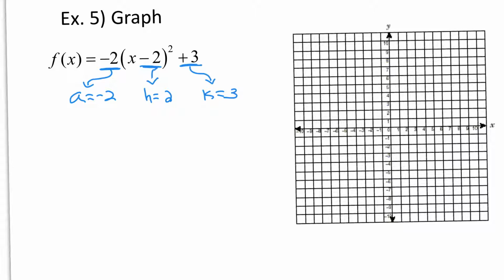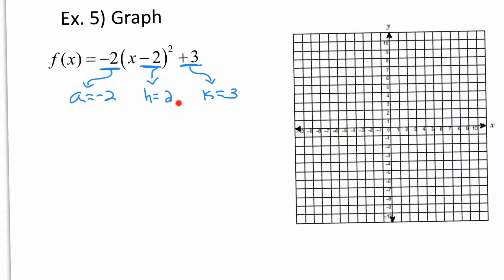So let's talk about the negative a value. Negative a is a reflection across the x-axis. In other words, the parabola is going to go down. The absolute value of a, the absolute value of -2, is 2, which is more than 1. So when the absolute value of a is more than 1, you have a vertical stretch. So the parabola is going to be skinnier than the parent function.